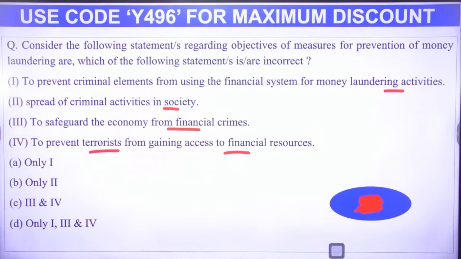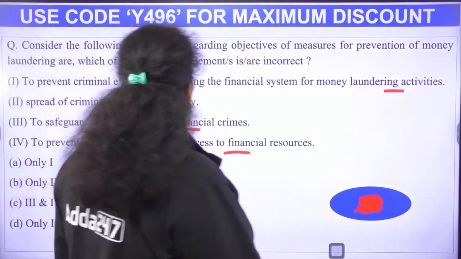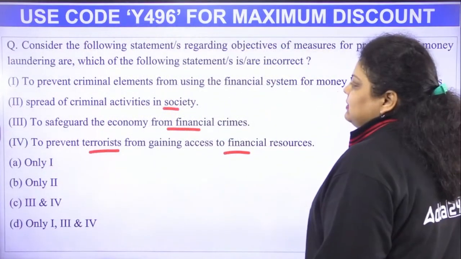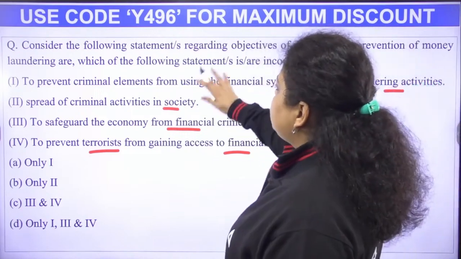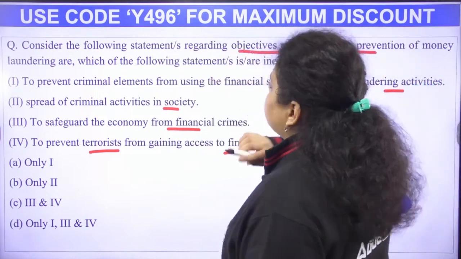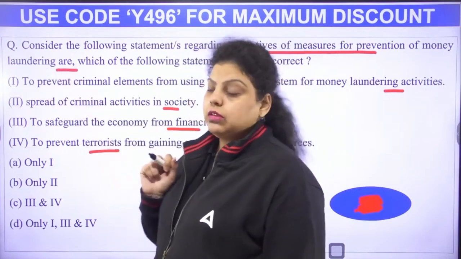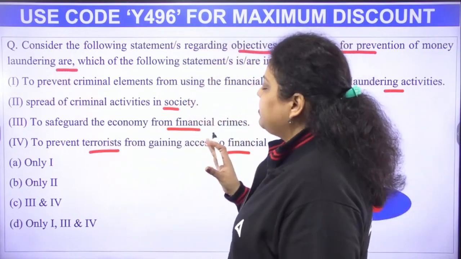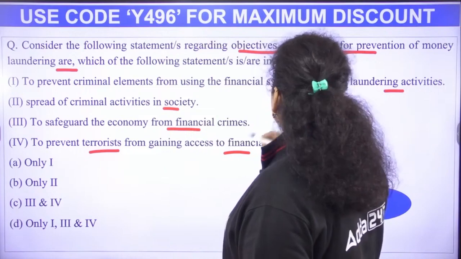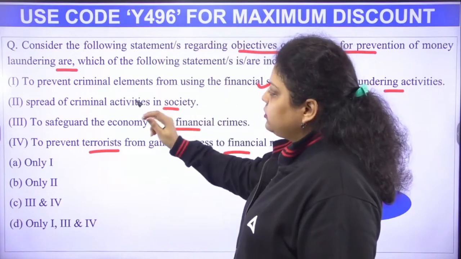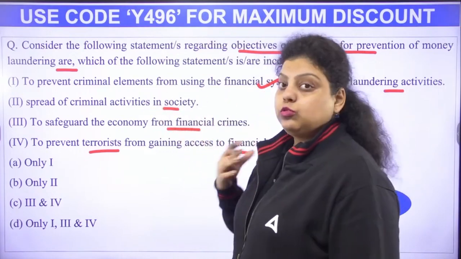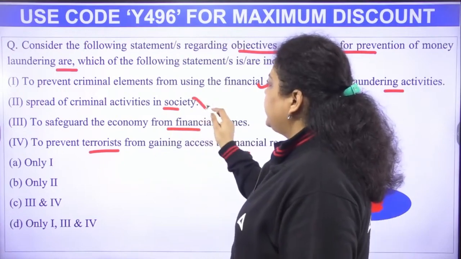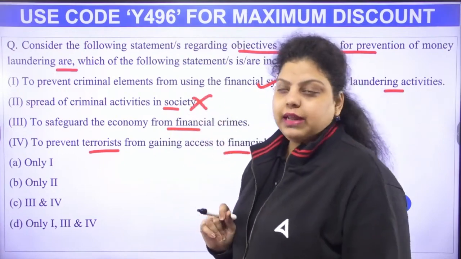Okay, so if we are talking about this question, we have to find out the statement that tells us which of the following statements regarding the objectives of measures of prevention of money laundering are objectives. Why are we doing this? To prevent criminal elements from using the financial system for money laundering activity. This is true. To spread criminal activities in the society? No, we do not want to spread the criminal activities.